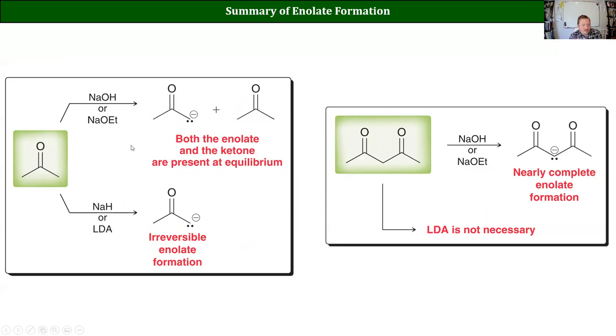So here are two possibilities. You start with acetone. If you just use hydroxide or ethoxide, you wind up making both the enolate and the ketone at equilibrium. But if you use sodium hydride or LDA, you wind up making the enolate irreversibly. If you have a beta diketone, then all you need to do is use hydroxide or ethoxide, and you wind up making this enolate that has three good resonance structures. Those three good resonance structures are why it's possible to do that, because you could take this resonated over there to put the negative charge on the right-hand oxygen. You could have a resonance structure where it goes the other way. So there are three valid resonance structures to spread that negative charge around.